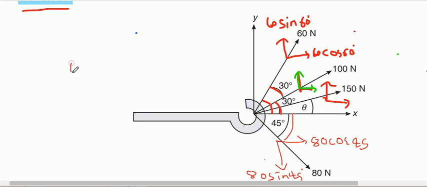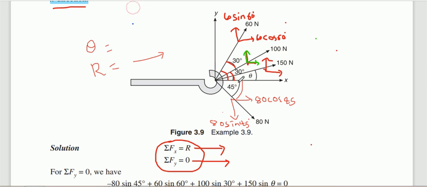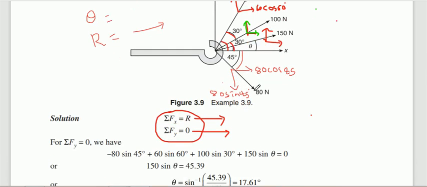What is your intention? Your intention is to find out the theta value and the resultant. What is the value of the resultant? We know that the resultant is acting along the x direction. So that is the aim of this problem. So let us see how they have considered the summation of Fy.